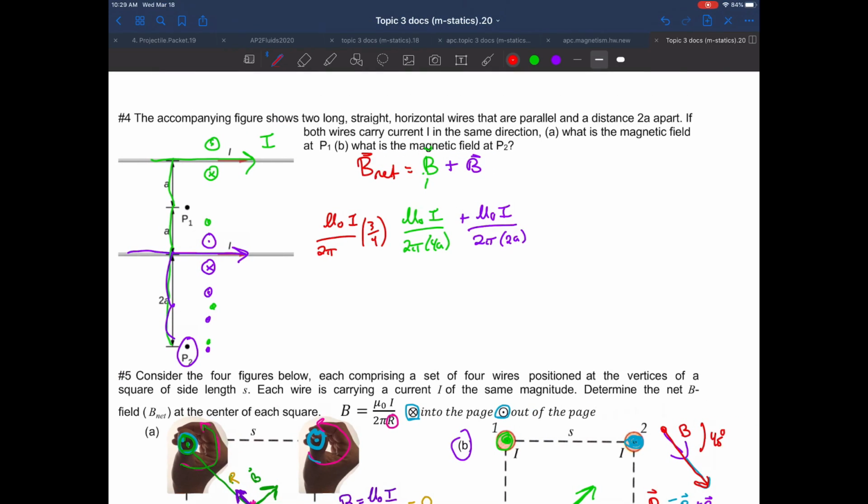So we're going to end with, this is our B net. B net equals mu naught I over 2 pi, and then a quarter plus a half, which is 3/4, and A. The net B will be inward.